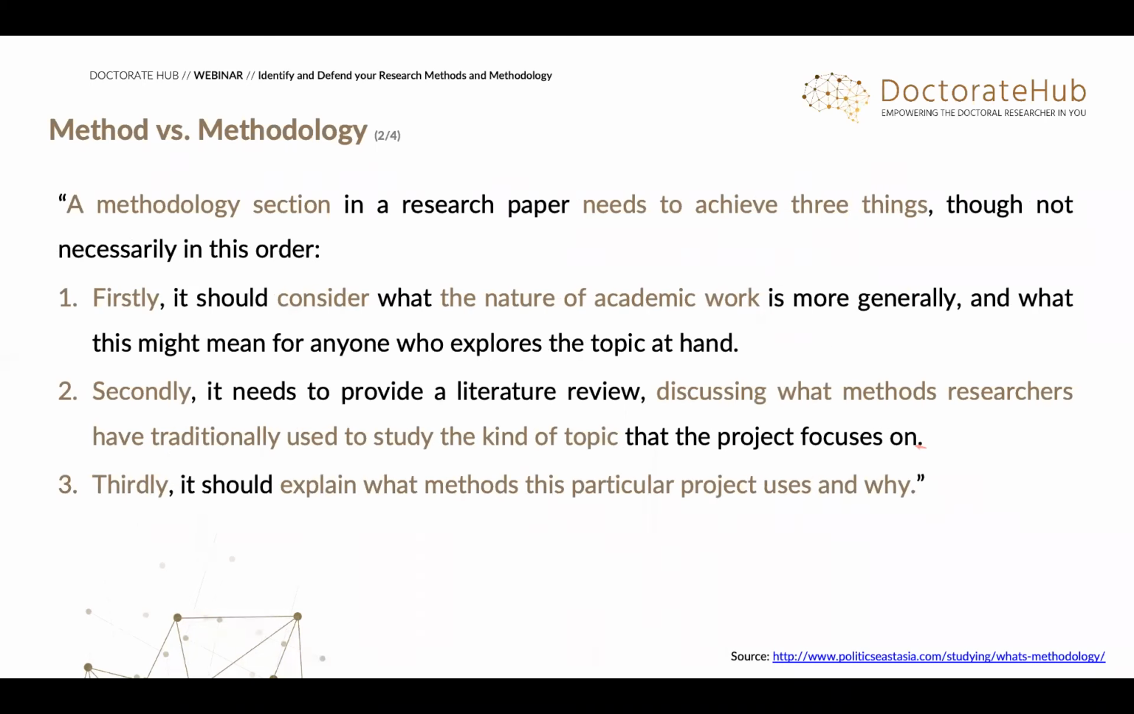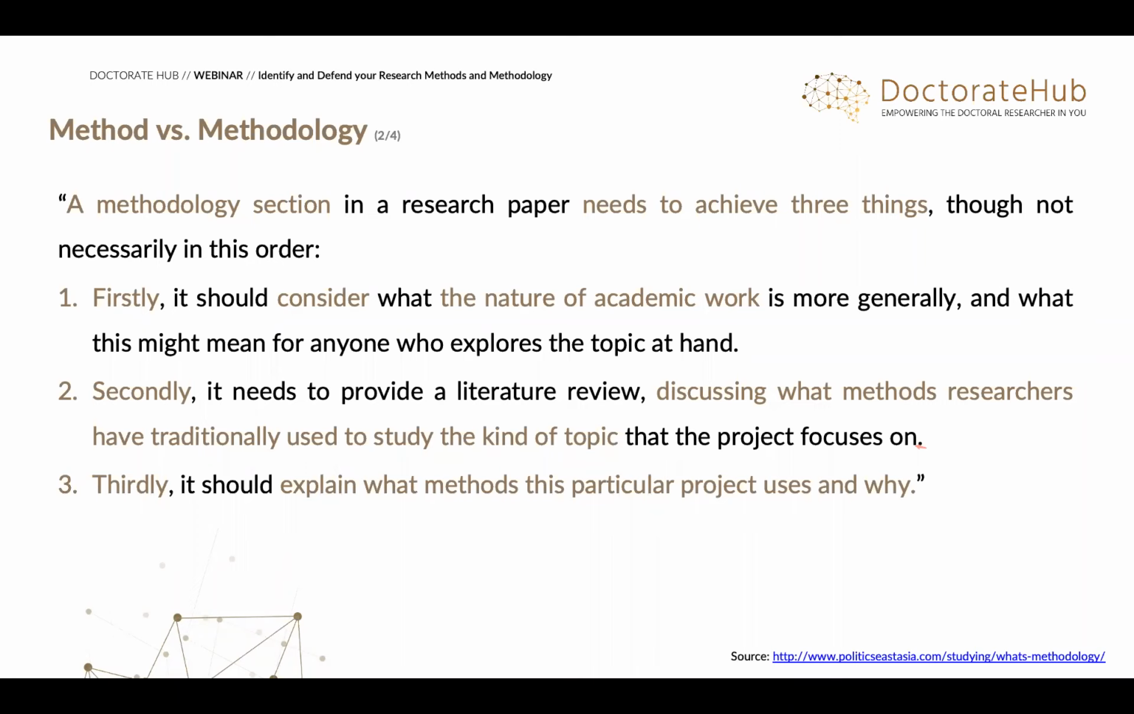Now, a methodology section in a research paper needs to achieve 3 things, though not necessarily in this order. Firstly, it should consider what the nature of academic work is more generally, and what this might mean for anyone who explores the topic at hand. Recall related studies. Secondly, it needs to provide a literature review discussing what methods researchers have traditionally used to study the kind of topic that the project focuses on. Again, it's not your own creativity in here, it's related studies. Thirdly, it should explain what methods this particular project uses and why.